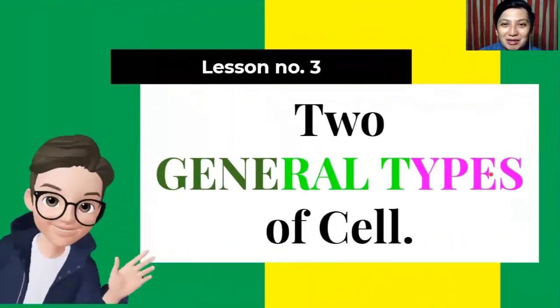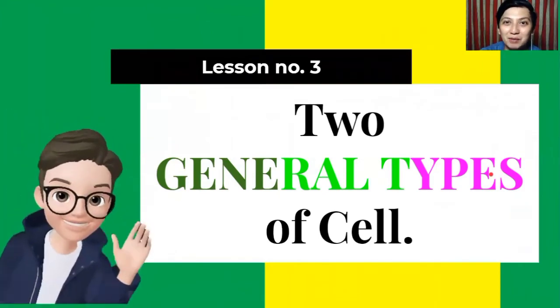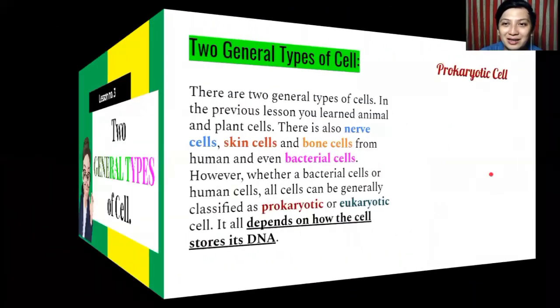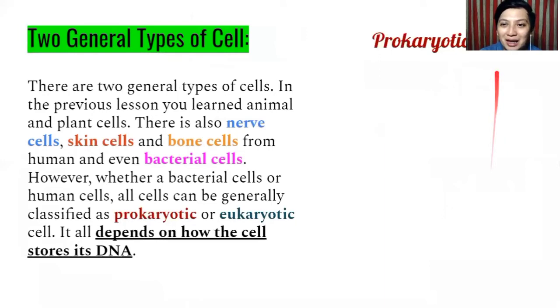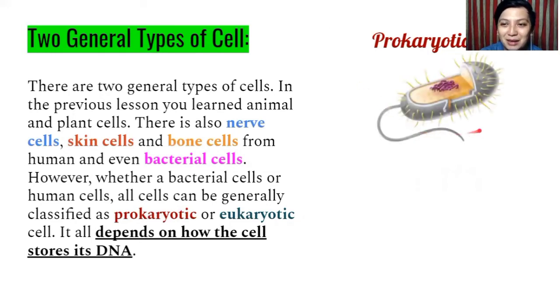And then for lesson number 3, there are two general types of cells. So like what we have last time, we have prokaryotic cell, right? So there are two general types of cells. In the previous lesson you learned about animal cells and plant cells, there are also nerve cells, skin cells, and bone cells from human cells and even bacterial cells. So under prokaryotic cell, we know that we have a bacterial cell.